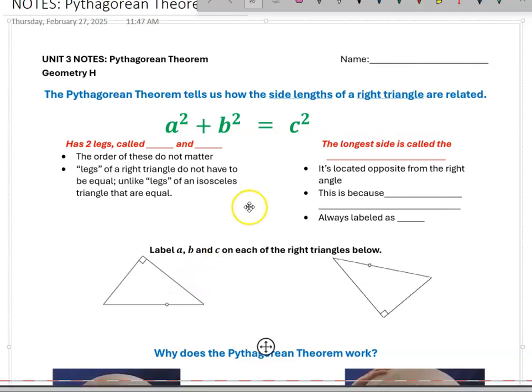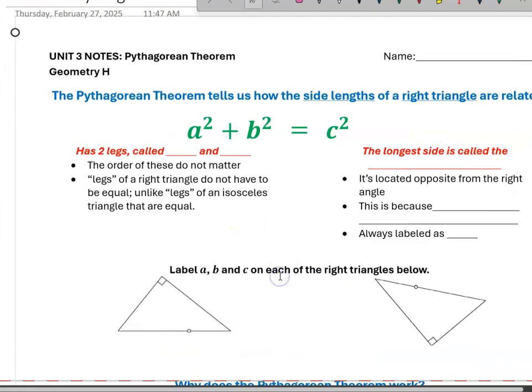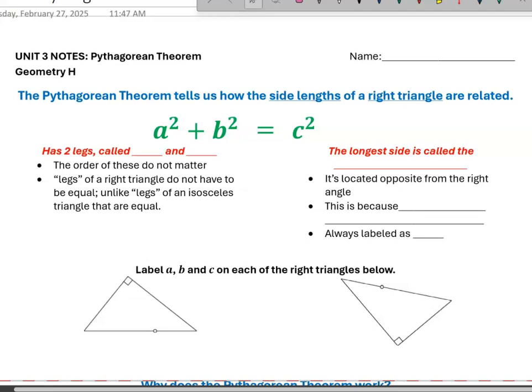So the Pythagorean theorem tells us a relationship about how the side lengths of a right triangle are related to each other. So traditionally, we have two legs, and those legs are usually labeled as A and B. They don't have to be. Sometimes X, Y, and Z are used, or X, Y, and R, but in most cases, A and B are called our legs. The order of these, when you write them out, does not matter.